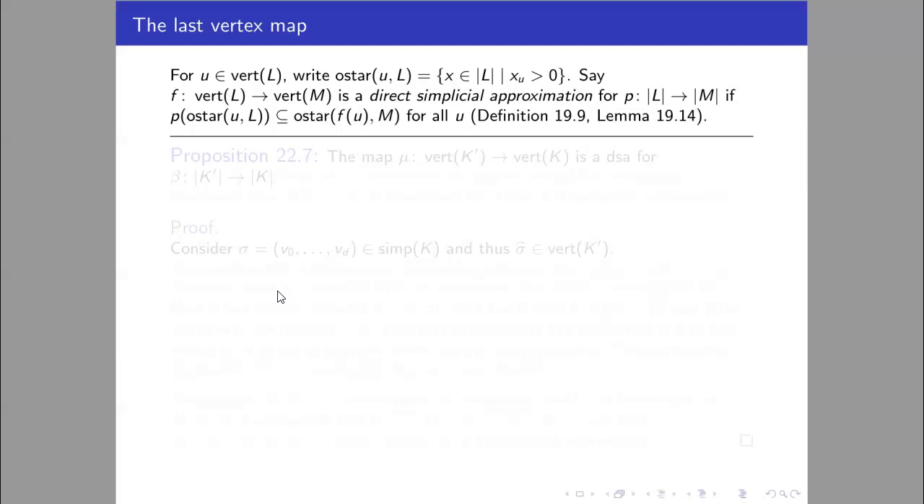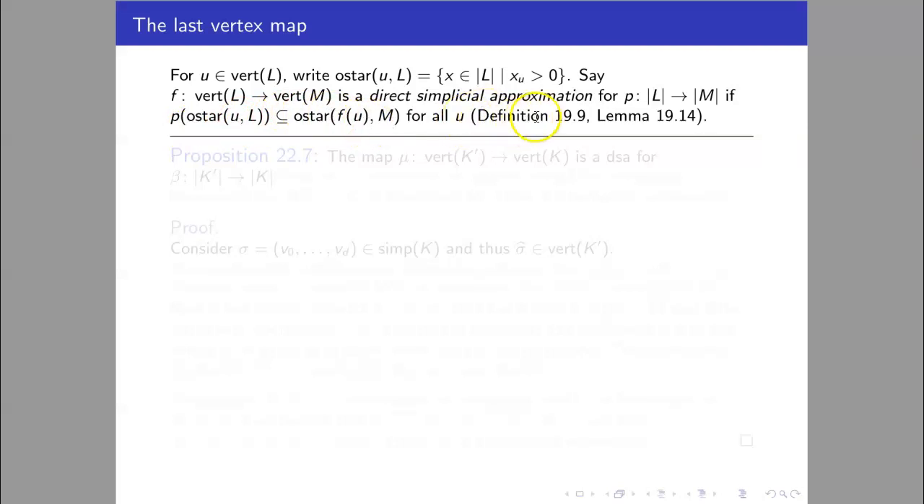Okay, so there's a connection between this mu and the idea of direct simplicial approximation that we discussed earlier. So let's recall how that goes. For any vertex u in a complex L, we write the open star to be the set of points x in the geometric realization of L for which there's a strictly positive coefficient of u. And we say that a map F from the vertices of L to the vertices of M is a direct simplicial approximation for a continuous map P if P sends the open star of u into the open star of F of u for every vertex u.